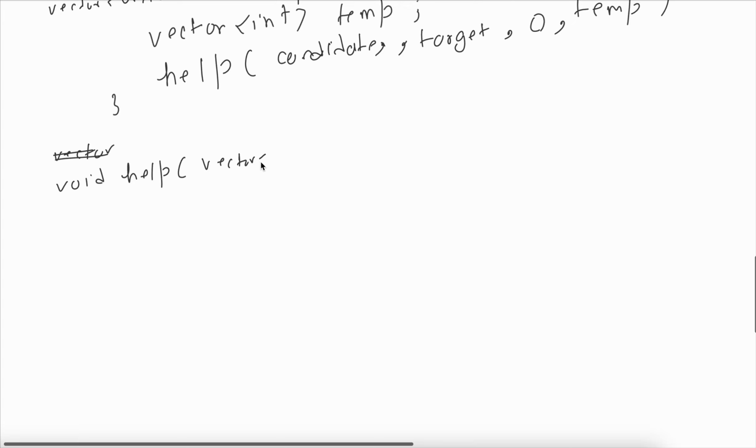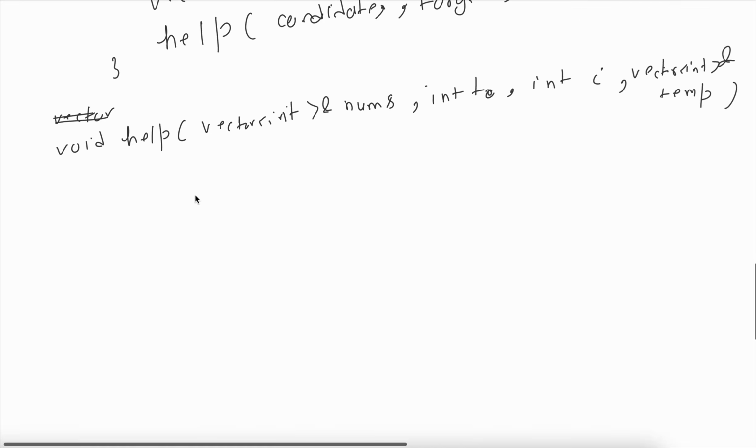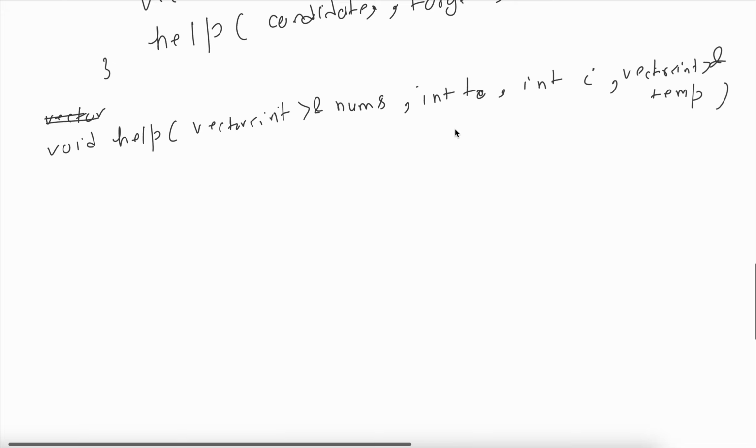Vector of int, let's say I will call this candidates as nums, the target I will call t, index as i, and vector of int temp. We can pass this as a reference also, or as a copy also. Some statements will change if we pass as a reference. I will tell you also what will change.